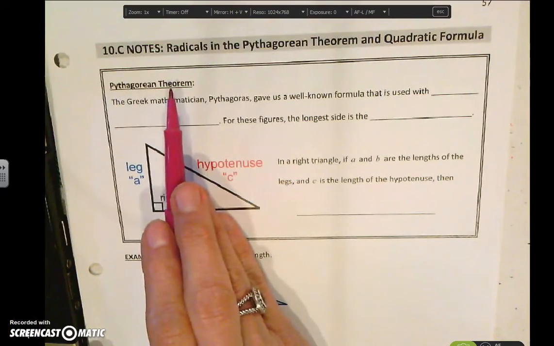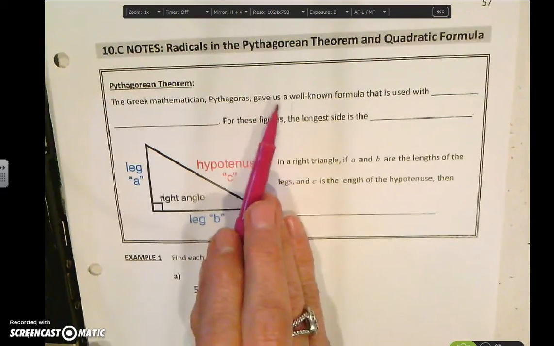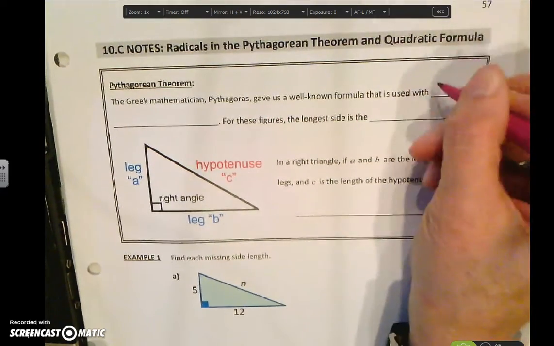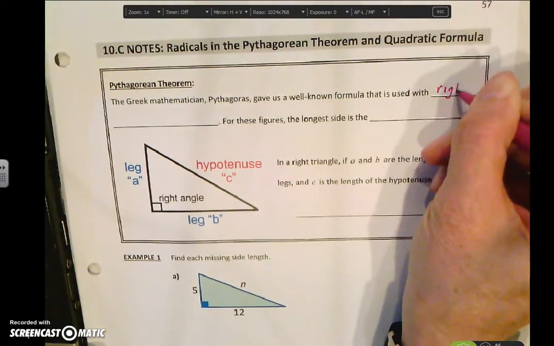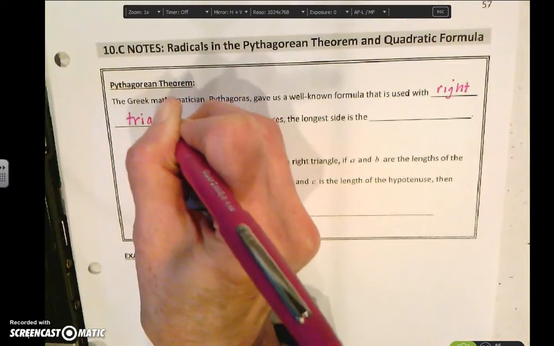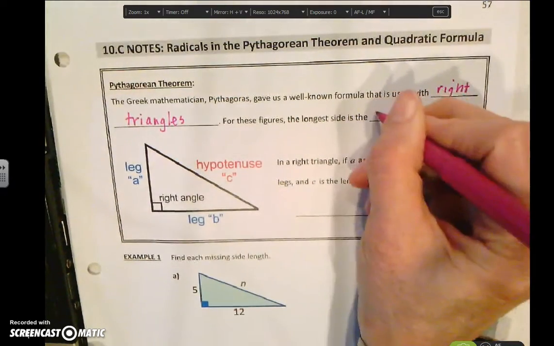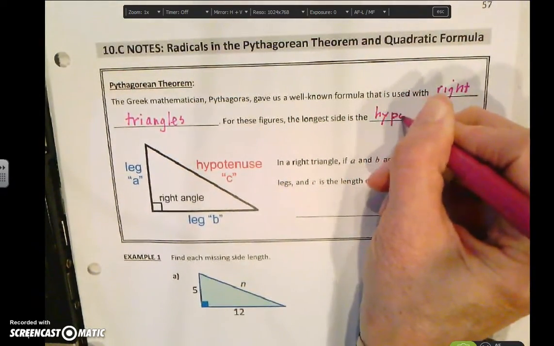The Pythagorean theorem was given to us by the Greek mathematician Pythagoras, and it is used with right triangles. It's very well known. In fact, you've probably seen it before. For these figures, the longest side is the hypotenuse.